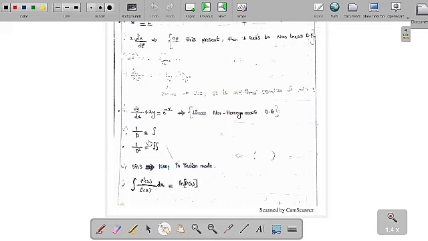See, 1 by D, where D is nothing but differentiation, so 1 by D will be one integral. 1 by D square will be two times integration. Sin 3 means you have to keep it in radian mode to get the answer.